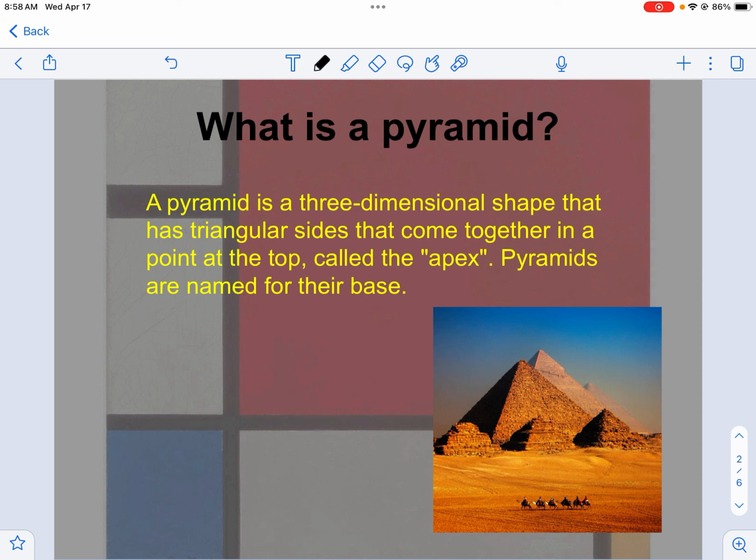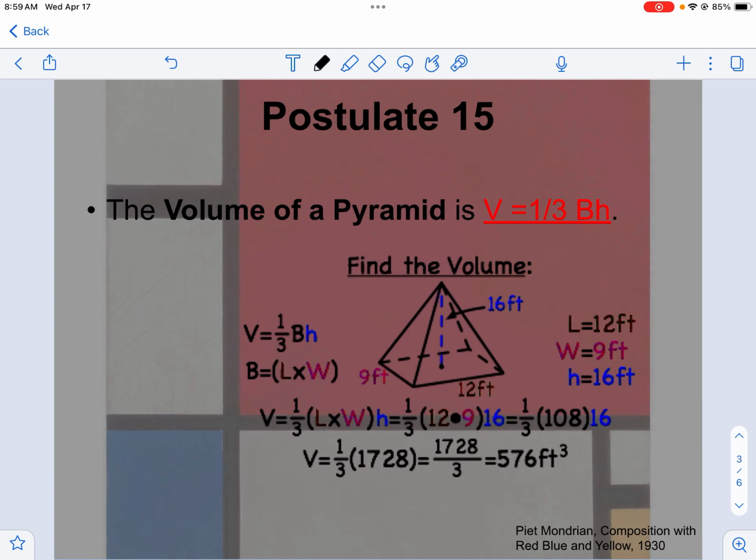But a pyramid is a three-dimensional shape that has triangular sides that come together at a point called the apex, or the vertex. Pyramids are named for their base, right? So depending on what kind of base, if it's a triangle or a square or a rectangle, we'll have a different kind of pyramid. So it'll be a triangular pyramid, square pyramid, rectangular pyramid, those kind of things.